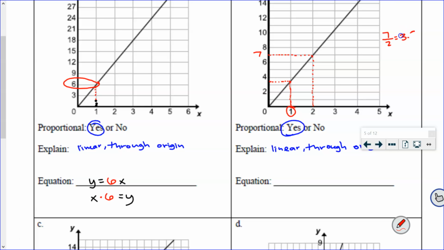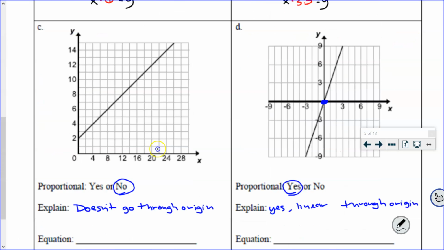That's 3.5. Is that what we guessed it was going to be? Yep. So did we find our unit rate? Do we know our constant of proportionality? Yes. Can we write an equation? Also yes. Y equals 3.5x, or if we write it in reverse order, like I know you guys like to do, x times 3.5 equals y. We don't have to write one for C because it wasn't proportional.